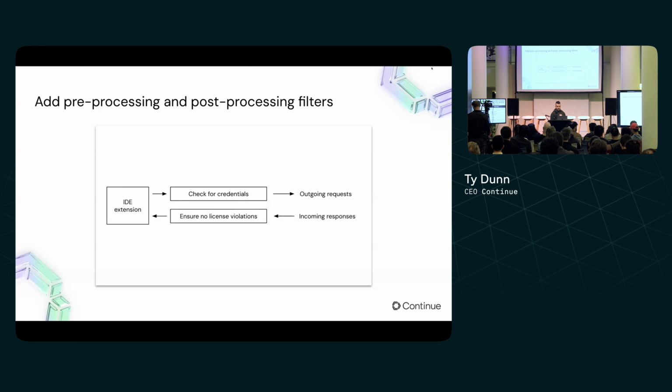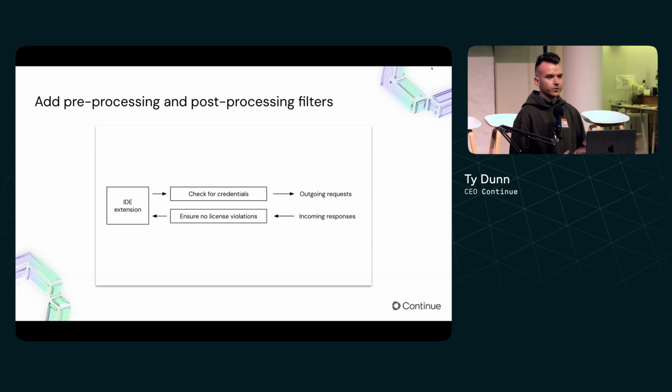And then on the flip side, incoming requests, a very common one is you want to ensure you're not violating licenses of GPL code or other code that's publicly out there and might have been used by models. And so you check before you give that suggestion. Filtering is a powerful but pretty simple approach. You're adding quite a bit of heuristics to do that.